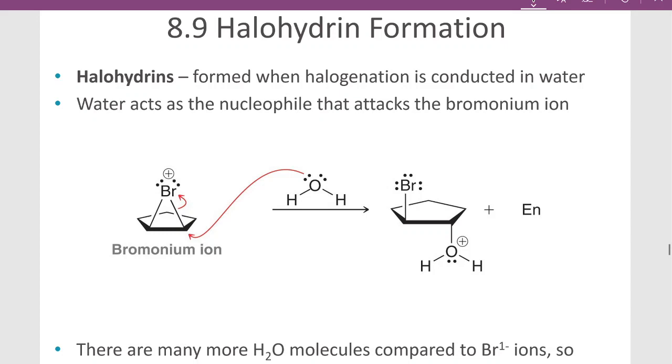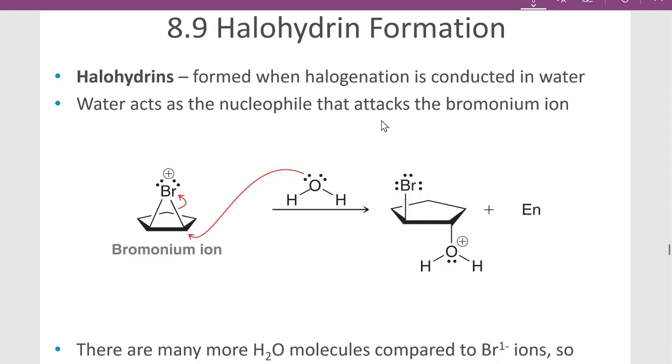Welcome back. The next reaction we'll discuss in this chapter is halohydrin formation. In this reaction, we're adding a halogen, like bromine or chlorine, and an OH across the double bond. That's why it's called halohydrin. This reaction is basically a halogenation that's conducted in water.